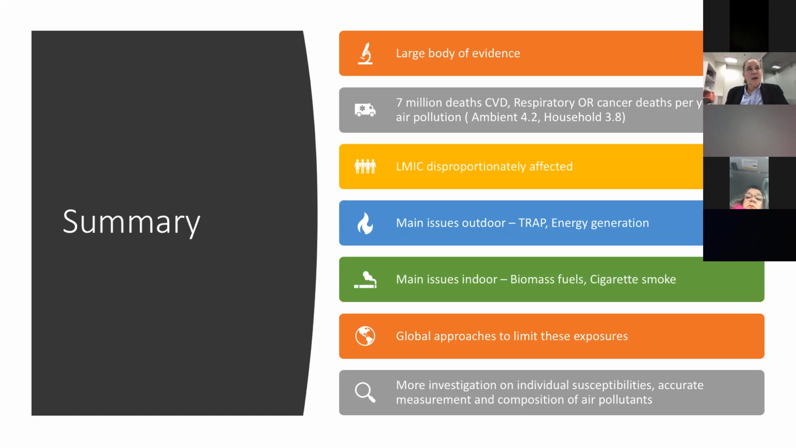The main issues for outdoor air pollution are traffic related air pollution and energy generation. And the main issues for indoor air pollution are biomass fuels and cigarette smoke, secondhand smoking. There needs to be global approaches to limit and modify these exposures, and there needs to be further investigation on individual susceptibilities, accurate measurement of pollution exposure, and compositions of air pollutants.